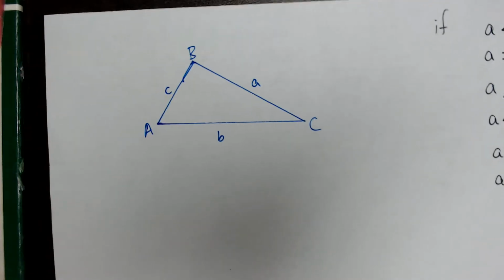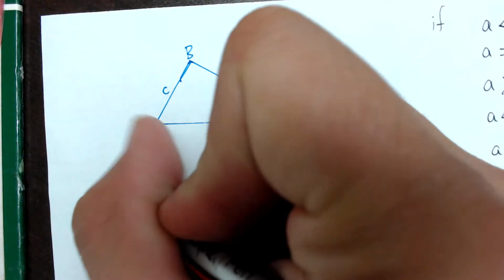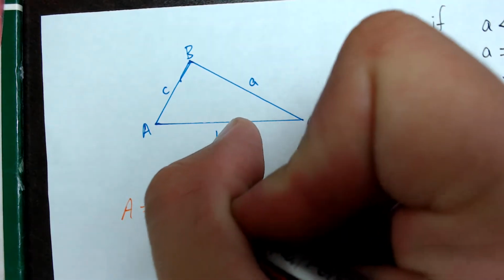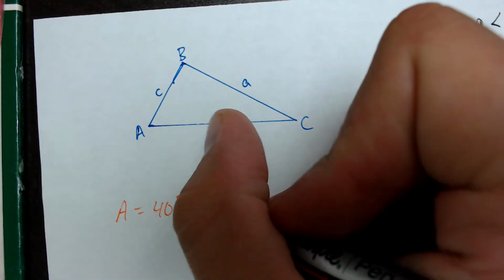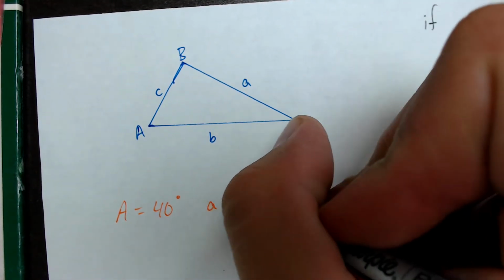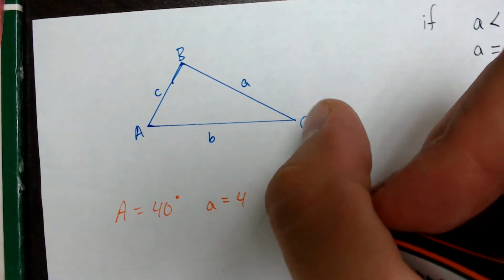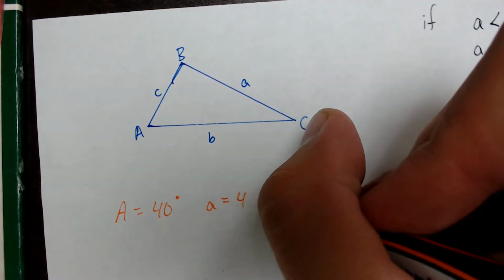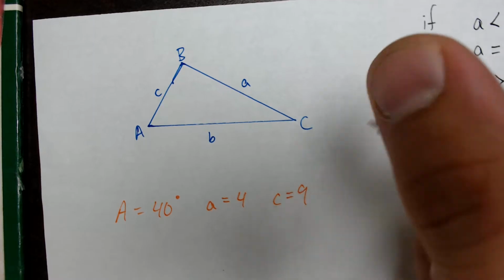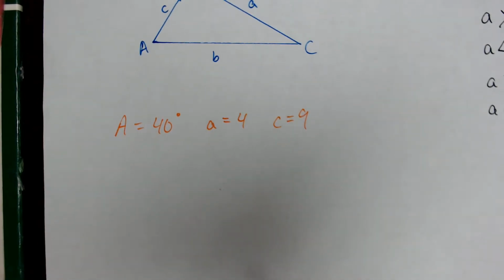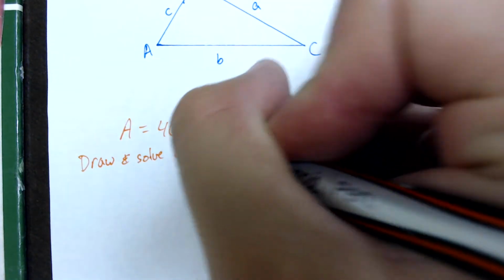First example, they tell us A is equal to 40 degrees, side a is equal to 4, and side c is equal to 9. They want us to draw the triangle and solve for the other sides.